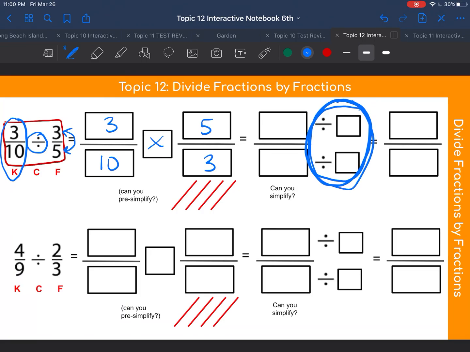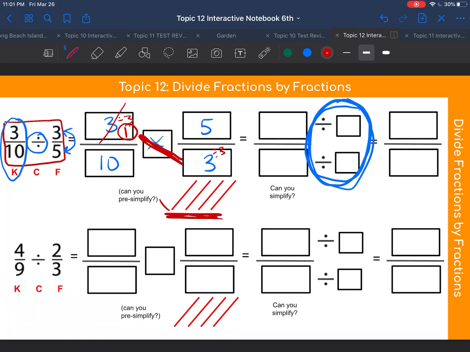Instead of this process right here, we can pre-simplify. So we are going to look diagonal in both directions. That's why you have these lines here to cross out. Let's look diagonally this way. Can 3 and 3 both be divided by a certain number? Do they have a common factor? Both of them can be divided by 3. So 3 divided by 3, cross that out. We get 1.